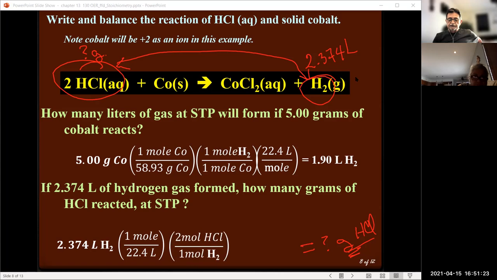So that one gives us moles of hydrogen gas, and then the center conversion factor gets us to moles of hydrochloric acid. Okay, moles of hydrochloric acid. Keeping track of my units as I go along, I got moles canceling out here. I'm good to go.